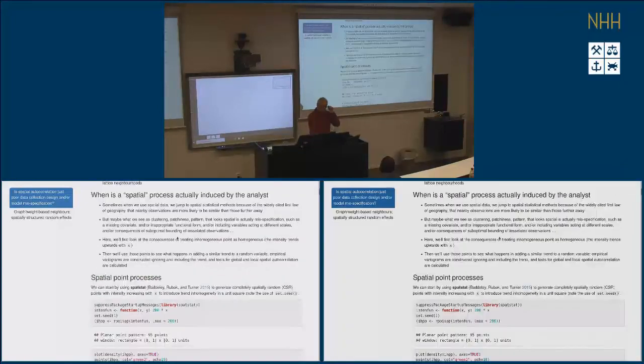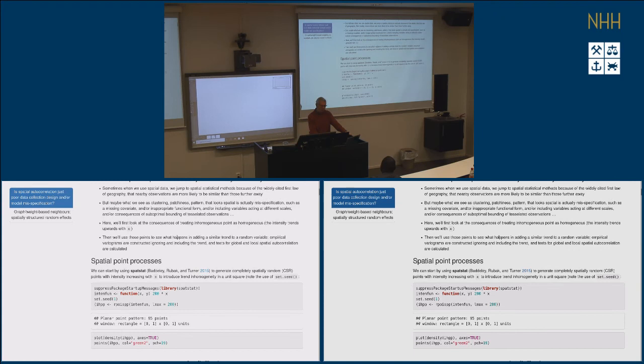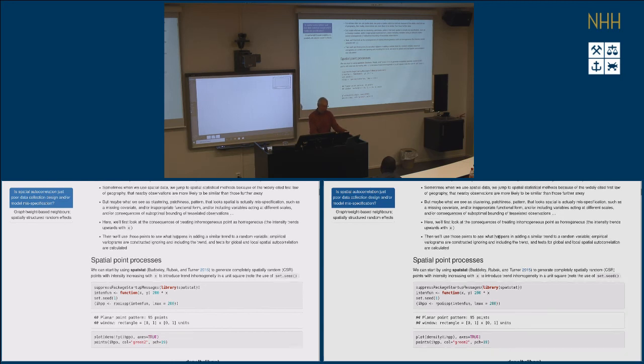Okay, so now an example with regard to the induction of a spatial process by the analyst. So what I'm going to do here is trot through some examples to show you obvious spatial autocorrelation which isn't there. Okay, so it's just playing around.